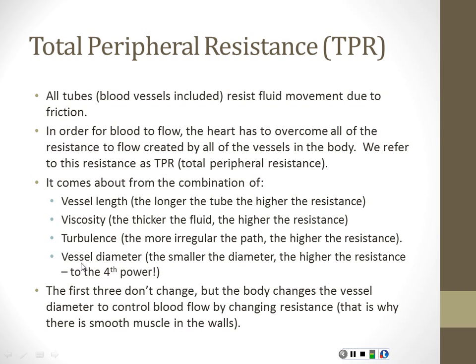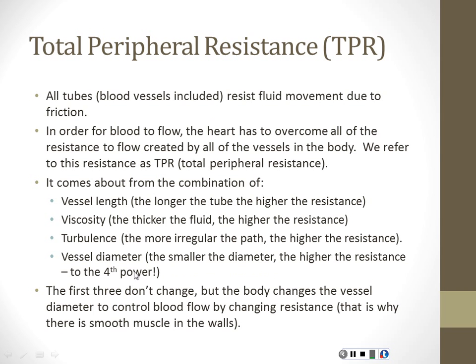And then the fourth one is the most important because it changes, and that's vessel diameter. Okay, so physics tells us that the smaller around the tube, in other words, the smaller the diameter, the higher the resistance. And this relationship is not linear. If you take a tube and you reduce its diameter by half, the resistance goes up by 2 to the 4th. So it goes up by 16 times. So you get this huge change for a small change.